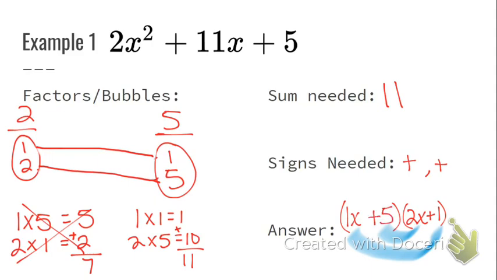Or some people just remember that if there's a line connecting them, they cannot be in the same binomial. So my 1s were connected, they're not together. Okay, so this would be my answer here. If I were to double distribute, I would get the original problem.